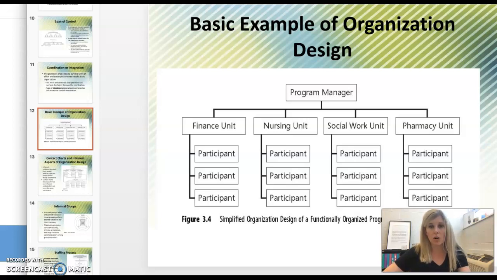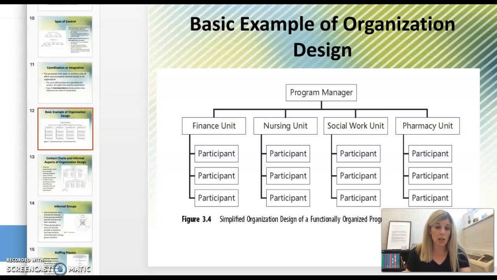You can see the overarching project manager might be in charge of the finance unit, the nursing unit, the social work unit, and the pharmacy unit. And we just highlighted how all of these groups have to integrate and organize themselves with the structures and the policies established. And who's in charge of that? The project manager.